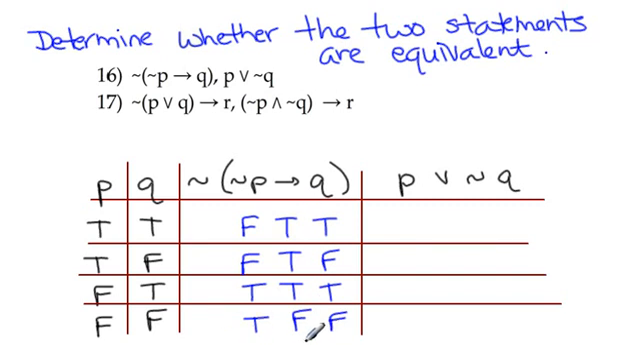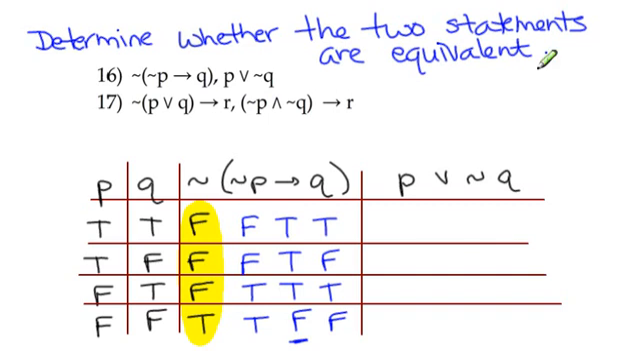And then we take that column and we want to negate it. So as I negate that column, I would get false, false, false, true. So the answer column for this particular statement, it is a negation, so it would be false, false, false, true.